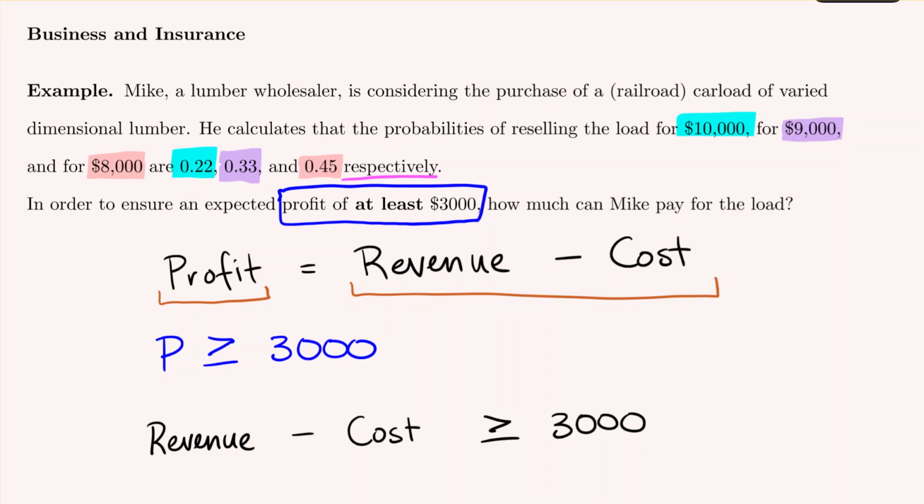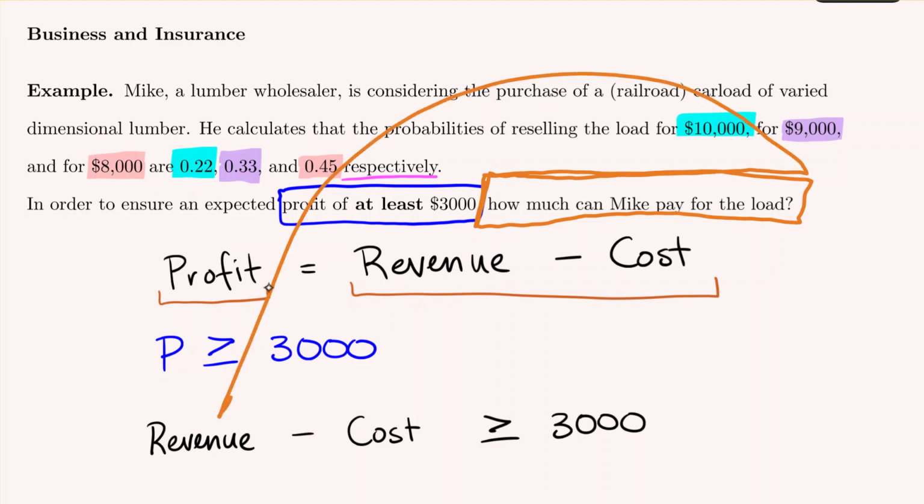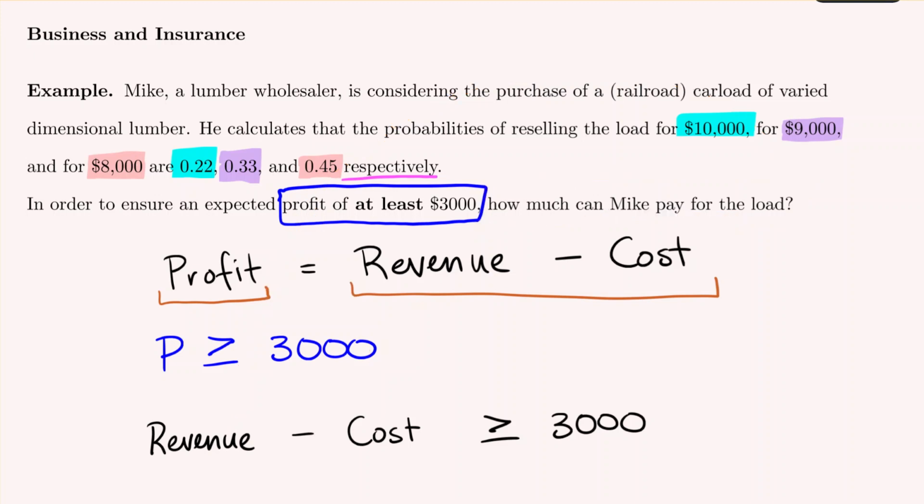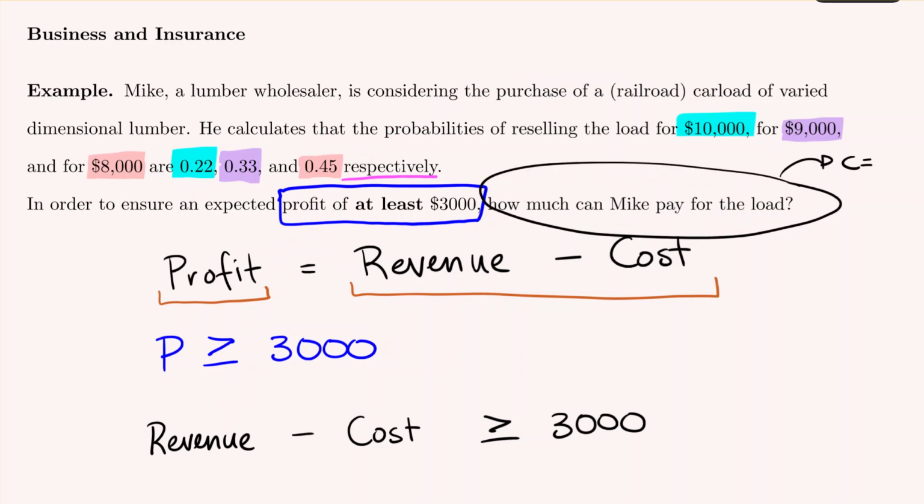Now let's think back about how the question is phrased to try to make sense of what we're looking for. How much can Mike pay for the load of lumber? Based on how that's phrased, do you think that's asking us about the revenue or the cost? So how much can he pay for the load of lumber? That's a description of the cost. So we're asked to find the cost. In the end, our answer should be the cost is some number. So that's what we're looking for.